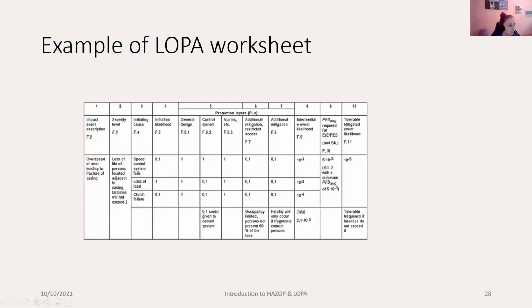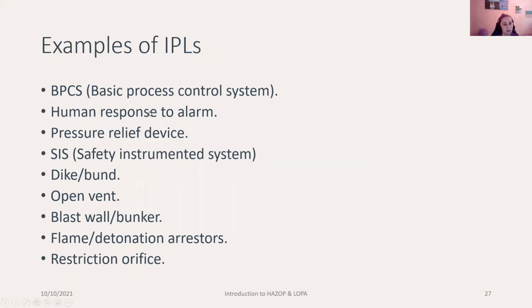So let's go to the next part, and I will show you an example of IPLs, why we call them IPLs, and what the difference is between IPLs and safeguards. IPLs are independent protection layers, and you can see on the screen a list of the active and passive IPLs. Active IPLs are the basic process control system, human response to alarm, pressure relief device, and safety instrumented system. Passive IPLs are dike, open vent, blast wall, bunker, flame and detonation arresters, and restriction orifices.